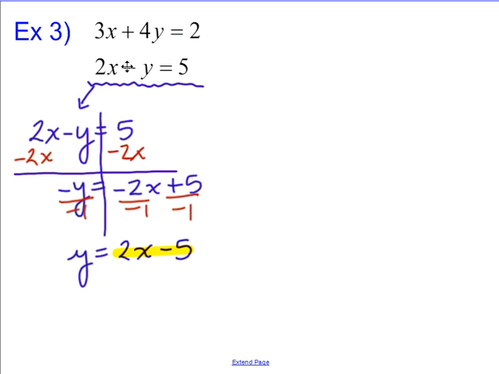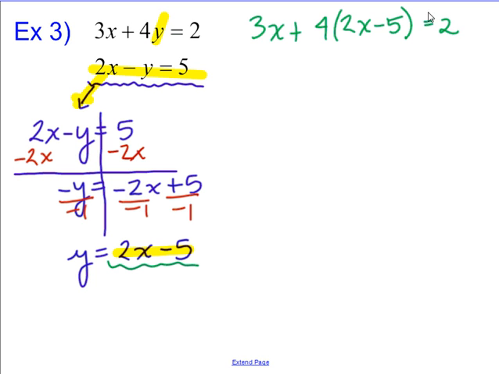Now remember, we are fixing this equation, which means we can't go back into this one. We can't drop this y in there because this is the equation we fixed. We have to put that y up here. So let's rewrite that equation. We're going to have 3x plus 4, and in place of the y, we're going to put parentheses down, and that y, here we are, we're going to put 2x minus 5 equals 2.